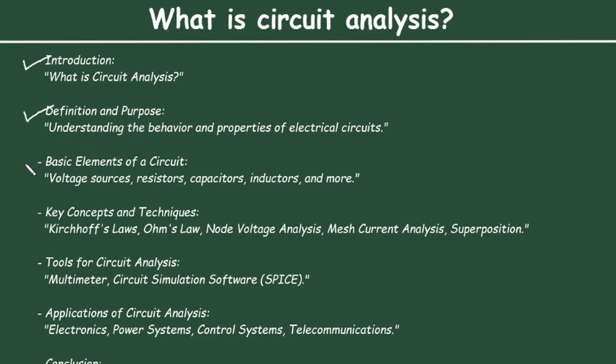2. Basic elements of a circuit. A circuit comprises various elements, including voltage sources, such as batteries or power supplies, resistors, capacitors, inductors, and other components. These elements are interconnected through conductive pathways, forming closed loops for the flow of electricity. Understanding the characteristics and behavior of these elements is fundamental to circuit analysis.